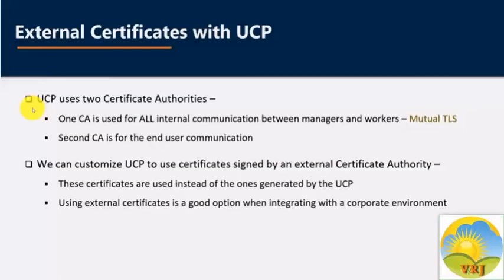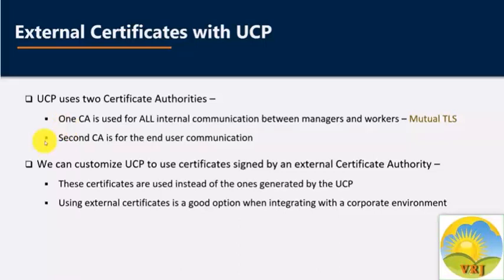Hello everyone. In this nugget, we will learn about UCP security. Universal Control Plane is configured to be secured by default. It uses two certificate authorities. One CA is used for all internal communication between managers and workers. The use of mutual TLS is automatic between the managers and the worker nodes. Mutual TLS, or mTLS, is where both the client and the server verify the identity of each other.